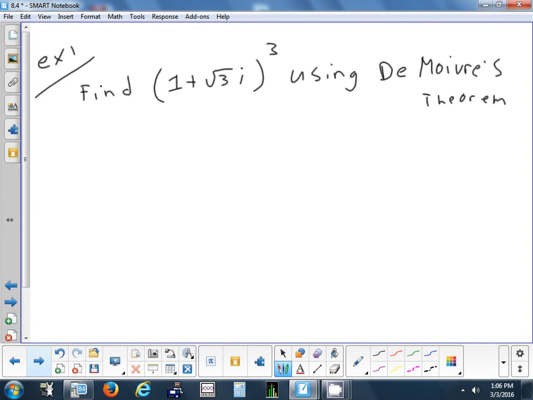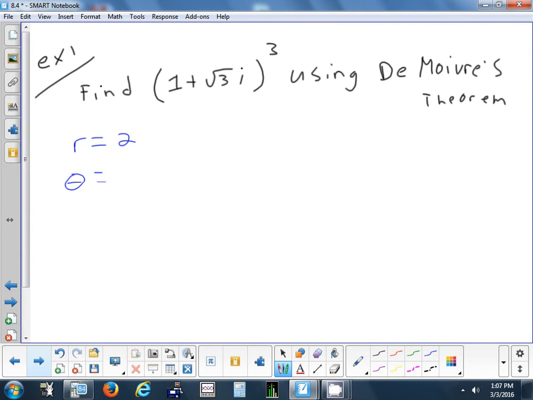Now, we have to do the law. What's my radius for this point? Yep, it's going to be 2. Square the first term, you get 1. Square the second term, you get 3. Add that together, you get 4. Take the square root. That's 2. So you just use your Pythagorean theorem to get your radius.